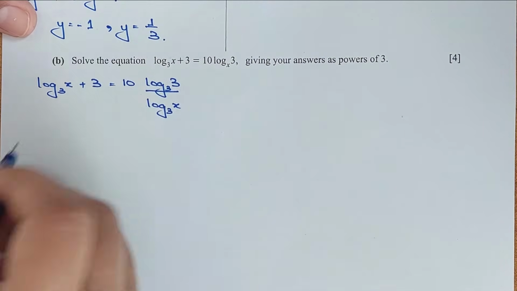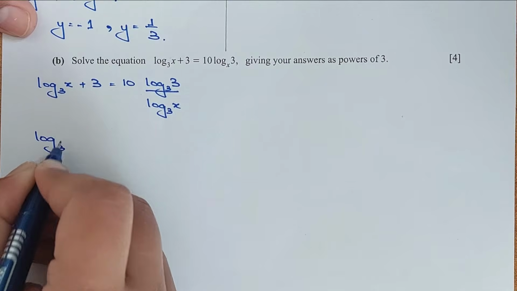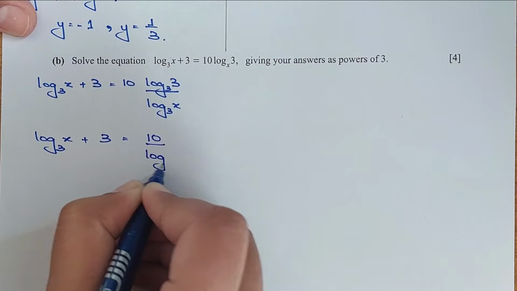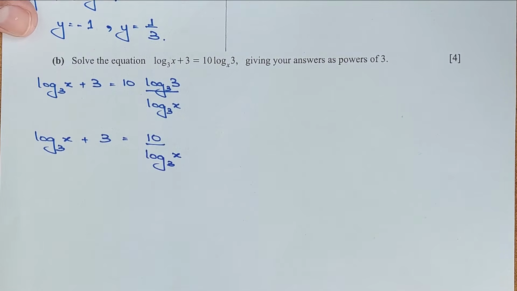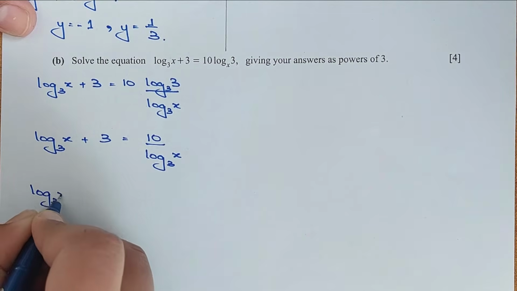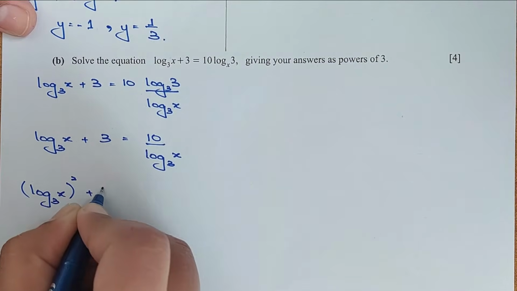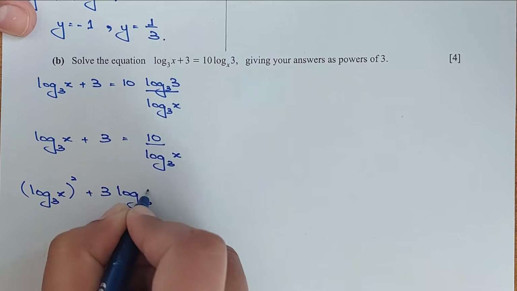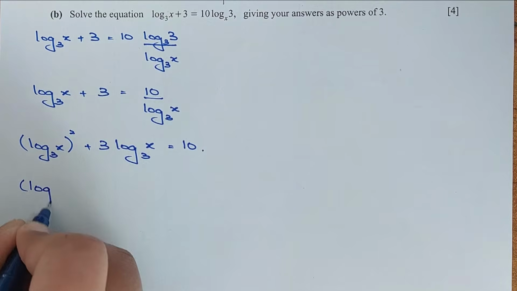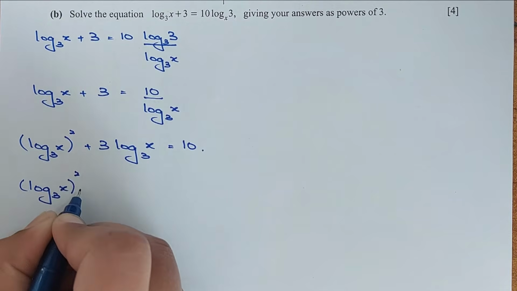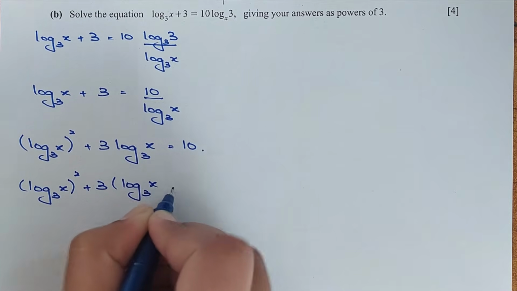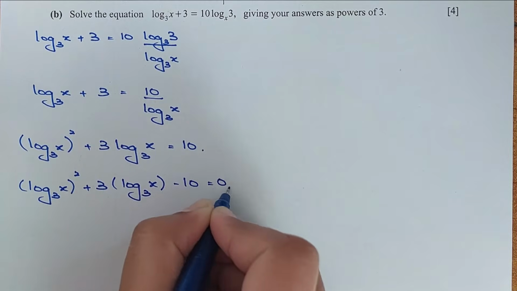Now log base 3 is just 1. So log 3x plus 3 equals 10 over log 3x, right? Now let me multiply both sides of the equation by log base 3x. (Log base 3x) whole square plus 3 times log base 3x equals 10, right? Now shift this 10 to the other side. We have (log base 3x) whole square plus 3 log base 3x minus 10 equals 0.